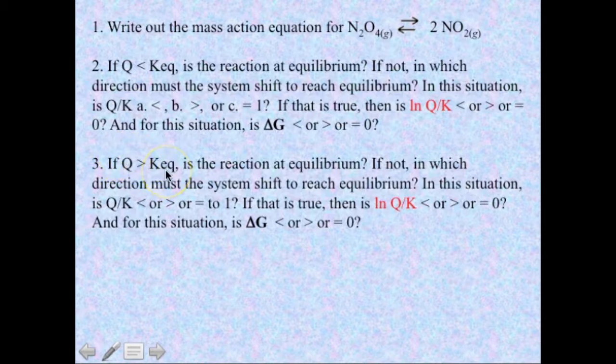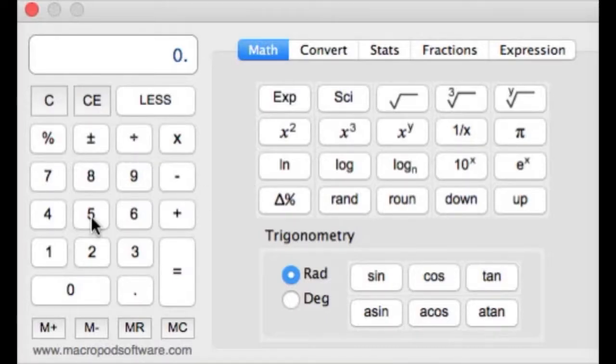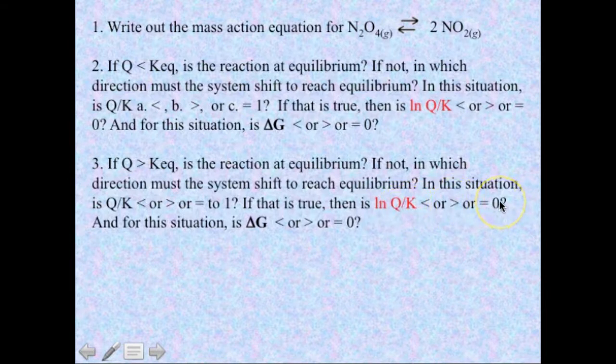With Q greater than KEQ, that means the numerator is larger than it should be. You have too much product, and the reaction has to go toward the reagent side to make Q smaller until it equals KEQ, and then you're at equilibrium. So Q divided by K in this situation is going to be greater than 1. And if that's true, is the natural log of Q divided by K less than, greater than, or equal to 0? Take the natural logarithm of 5, a number greater than 1. This is a positive number. Natural log is going to be greater than 0. It's going to be here a positive value, the natural log of Q over K. Here we have determined that the reaction is non-spontaneous toward the product side. And we know for a non-spontaneous change from reagent to product that the delta G for the reaction is positive. Therefore, the delta G for this reaction is greater than 0.